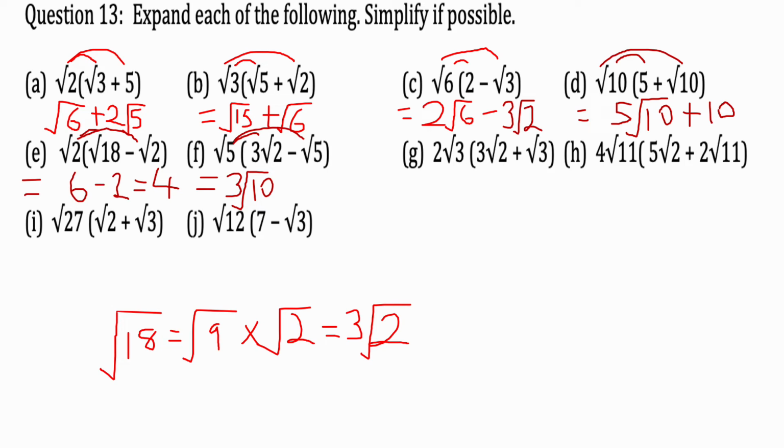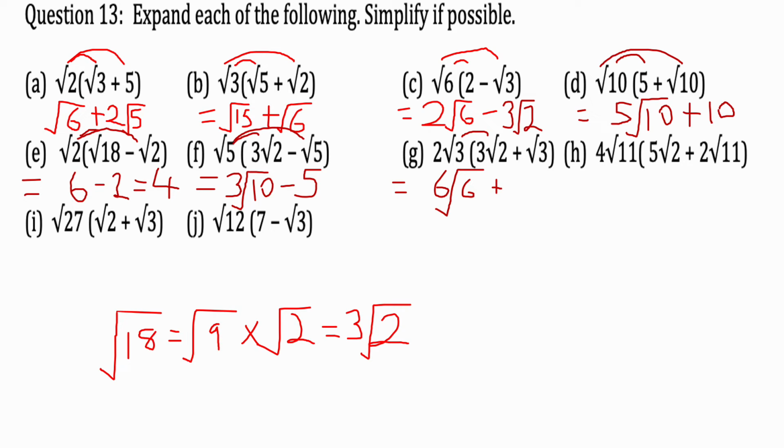Root 5 times negative root 5 is minus root 25, which goes to negative 5. Okay, part G, I've got 2 root 3 times 3 root 2. Well, I do 2 times 3, which is 6, and then root 3 times root 2, which is going to be root 6. So it's going to be 6 root 6, guys, for that one. And then here, I'm going to have a plus.